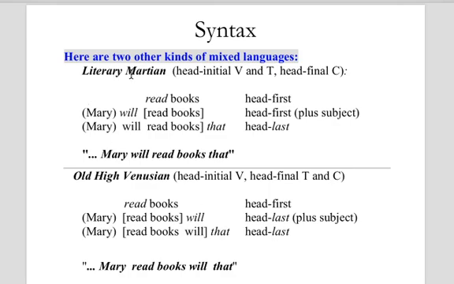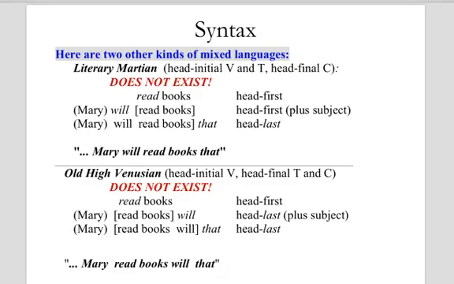I've given them these silly names from Mars and from Venus. Why have I done that? Well, there don't seem to be any languages that work like this. We have mixed languages like German and Afrikaans, but not mixed languages like Literary Martian or Old High Venusian. Well, that's a little bit weird. Why do things work that way?